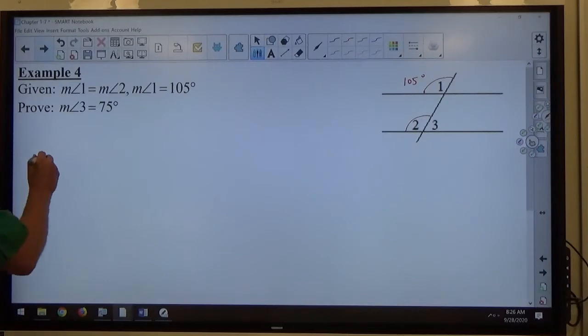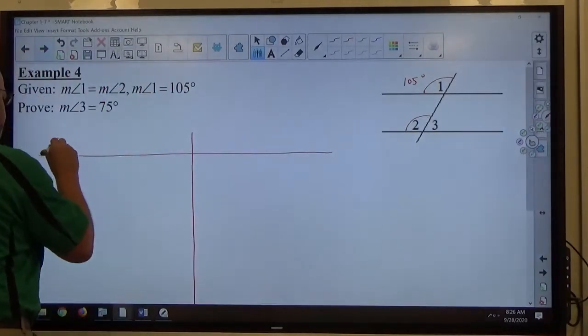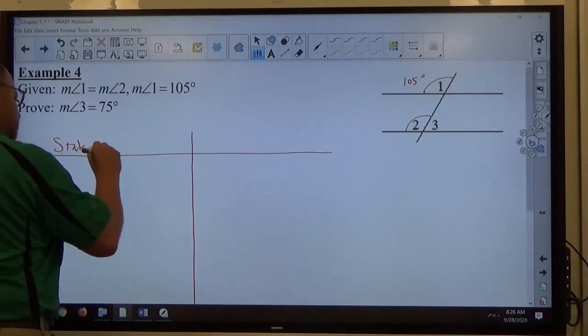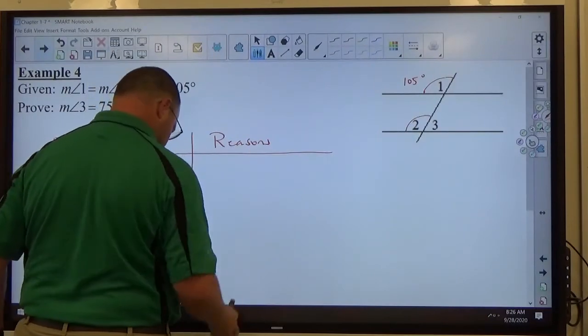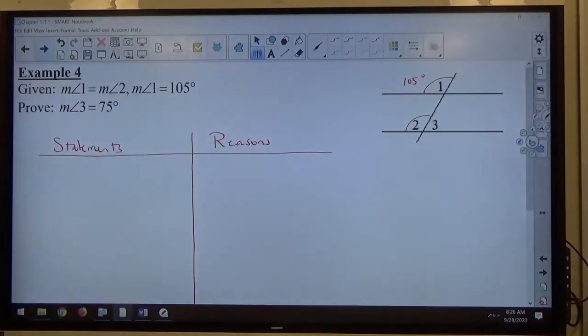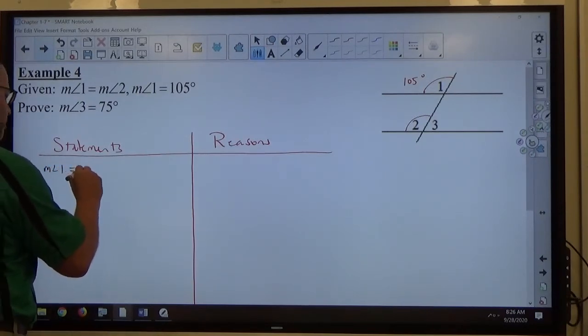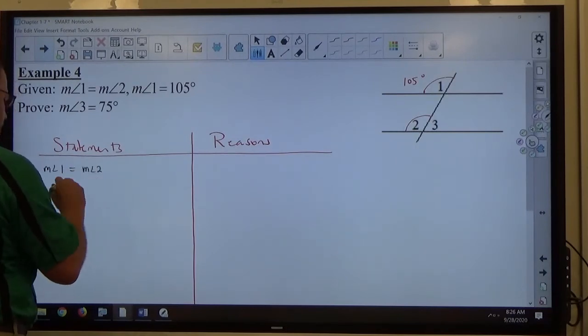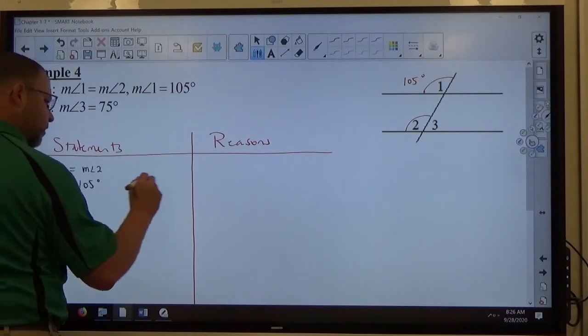So we do have a statement reason proof set up here, so let me go ahead and set up my statements and reasons here. Statements. Reasons. Okay, what's the first thing I want to write down on my proof here? The given information. I always start with given. Okay, it's just a free step. Measure of angle 1 equals measure of angle 2, and measure of angle 1 equals 105 degrees. Given.